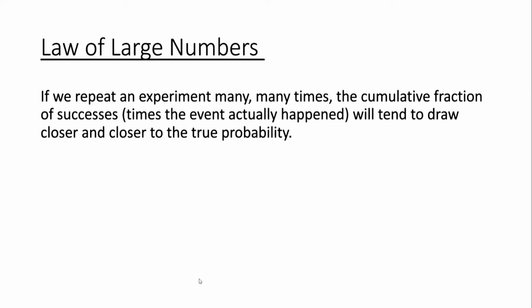Now to explain what we mean when we say, as the number of attempts increases, the cumulative fraction of successes is going to get closer to the true probability. There's something called the law of large numbers. This basically says if we repeat an experiment many, many times, the cumulative fraction of successes, or the times that the event actually happens, will tend to draw closer and closer to the true probability.